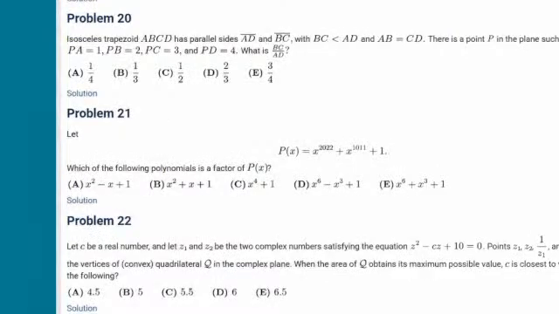Isosceles trapezoid ABCD has parallel sides AD and BC with BC less than AD and AB equal to CD. There's a point P in the plane such that PA equals 1 and PB equals 2, BC equals 3, and PD equals 4. What is BC over AD? And these are the choices. You can solve this, and the Pythagorean theorem is the key point of solving this problem.